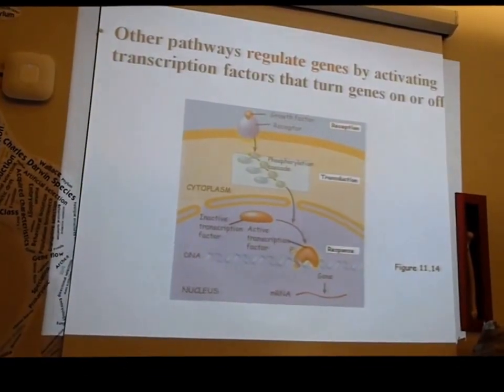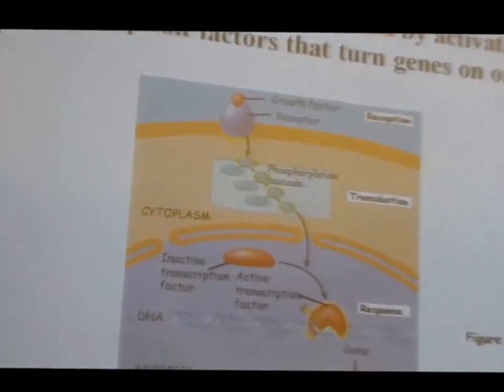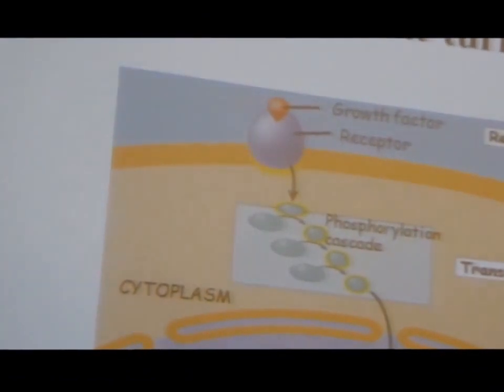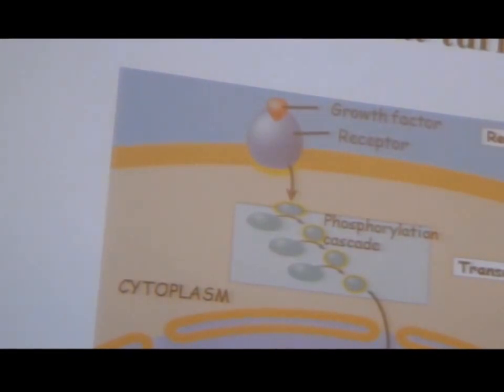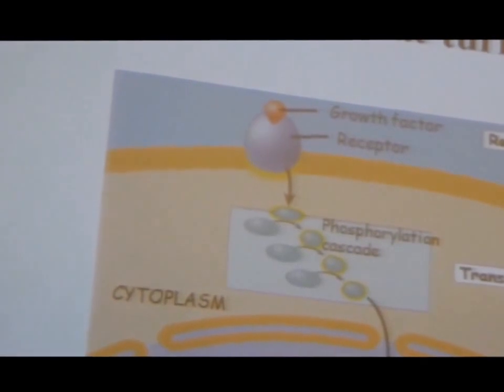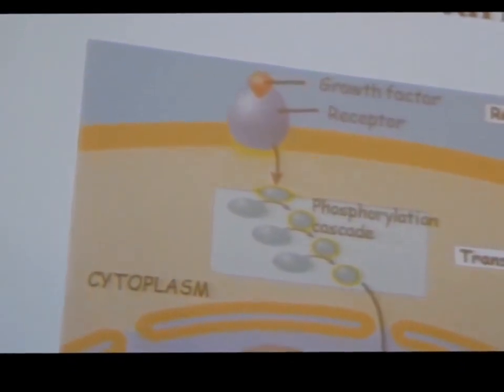Transcription factors switch genes on and off. Okay, so sometimes it'll go straight in and just copy the gene, and that's what it does. Other times it'll switch on transcription factors, which then in turn produce a chain reaction of transcribing the gene over and over and over again.